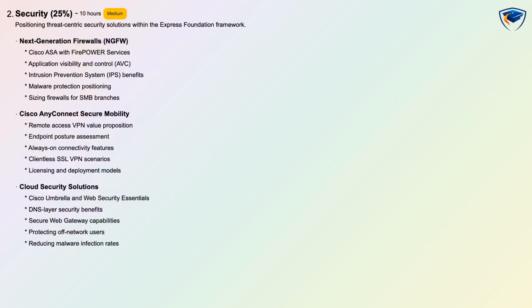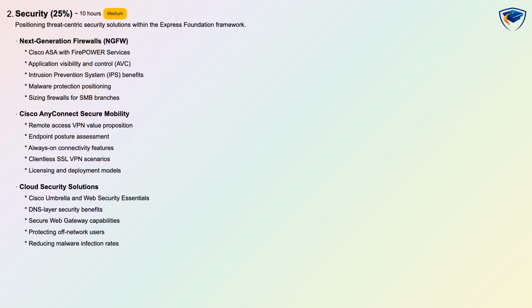Security is 25% of the exam and focuses on positioning threat-centric security solutions within the Express Foundation framework, with medium difficulty and about 10 hours of study suggested. You will learn how next-generation firewalls fit in branches, including Cisco ASA with FirePOWER services, application visibility and control, intrusion prevention benefits, malware protection positioning, and how to size a firewall for an SMB.